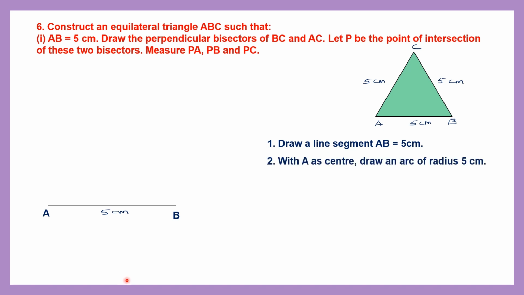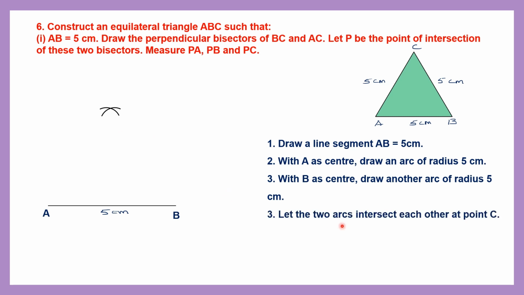Now A is the center, draw an arc of radius 5 centimeters because we're going to get AC. So take 5 centimeters on your compass, keep it at A and draw that arc. So we're going to keep it here, draw an arc of 5 centimeters. Then with B as the center, draw another arc of radius 5 centimeters. This time we're going to keep it at B and cut this arc. So we've cut that arc. So can you see a point where the two have met? Let the two arcs intersect each other at point C. The point where the two arcs are meeting, let it be point C.